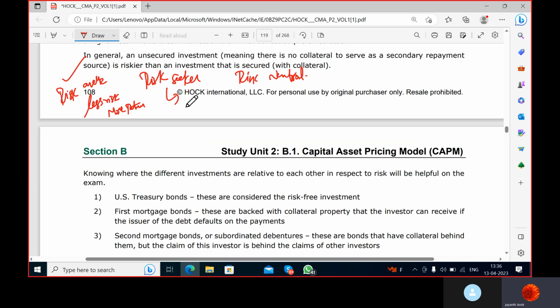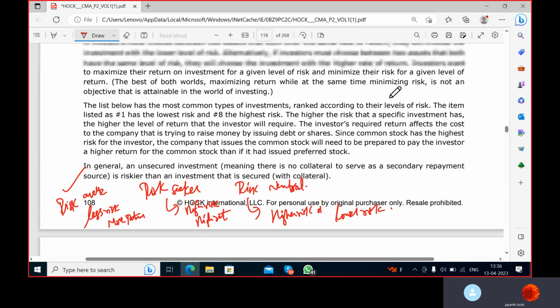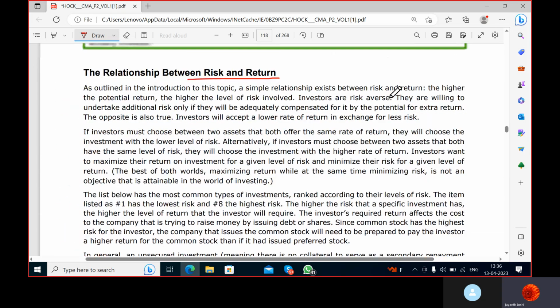Risk seeker is the one who takes high risk and they expect high returns because they're taking higher risk. Risk neutral are someone who is okay with high risk or less risk. They are indifferent to either higher risk or lower risk. That means everything is okay for them. It doesn't matter for them, higher risk or lower risk. So they are okay with any kind of risk and any kind of returns.